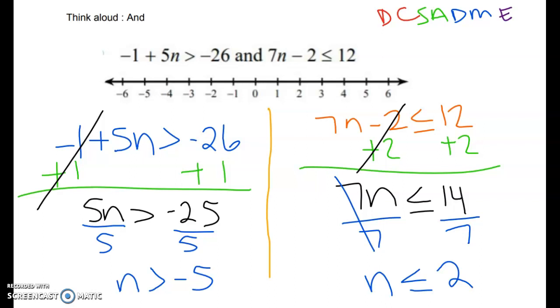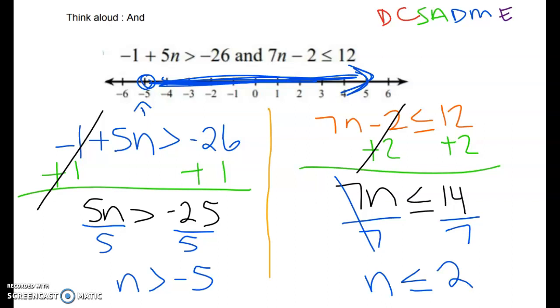So I'm going to graph the very first one, which is n is greater than -5. So I'm going to first go to -5 on my number line. I see -5 is right here. I know it's going to be an open circle because my inequality sign tells me it's an open circle. And I know all of my values are going to be greater than that -5. So I know that means it's all of the values going this way.